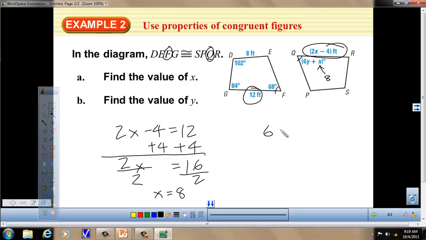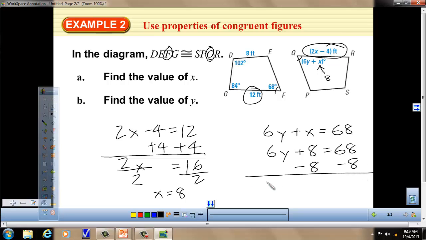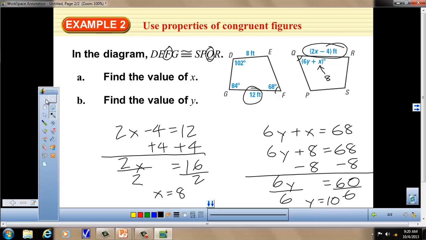So that means that 6y plus x is equal to 68. And since x is equal to 8, we can write 6y plus 8 is equal to 68. Subtracting 8 from both sides, we get 6y is equal to 60. And dividing both sides by 6, we get y is equal to 10.